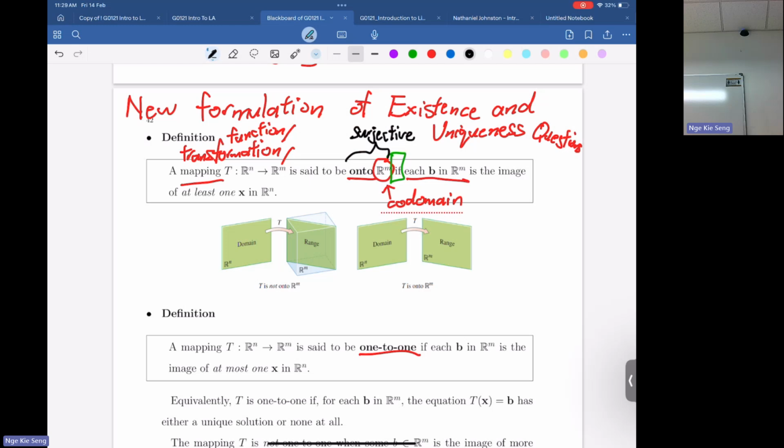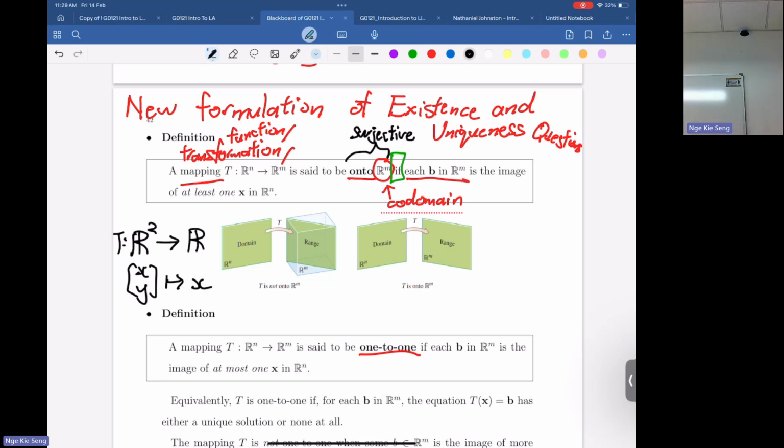In this case, at least one means there could be more than one x going to the same place. So many-to-one is allowed. Let me give you an example of a map that's onto. Let's say T from R2 to R sends (x, y) to x. This is onto.